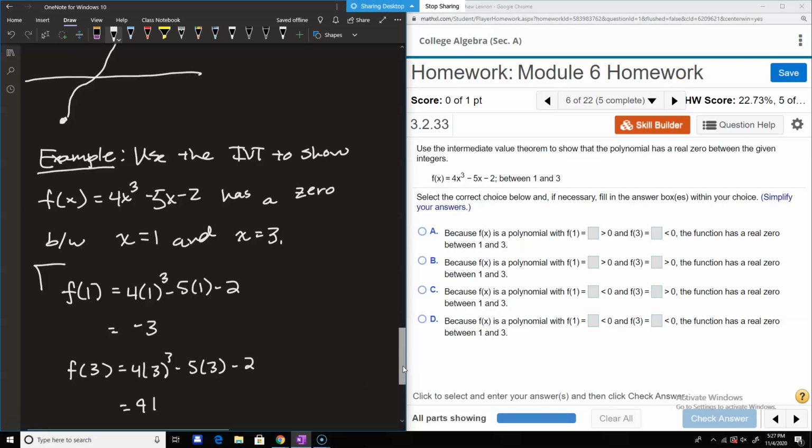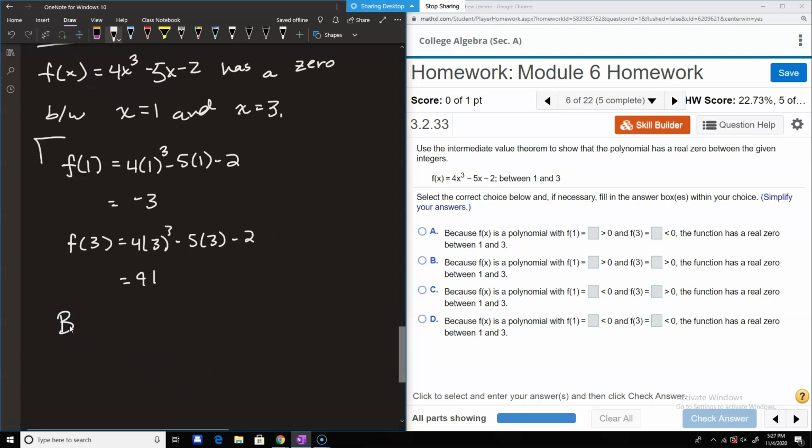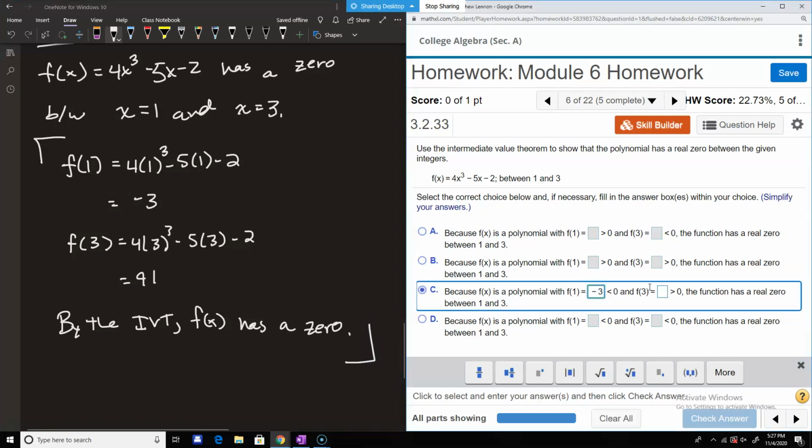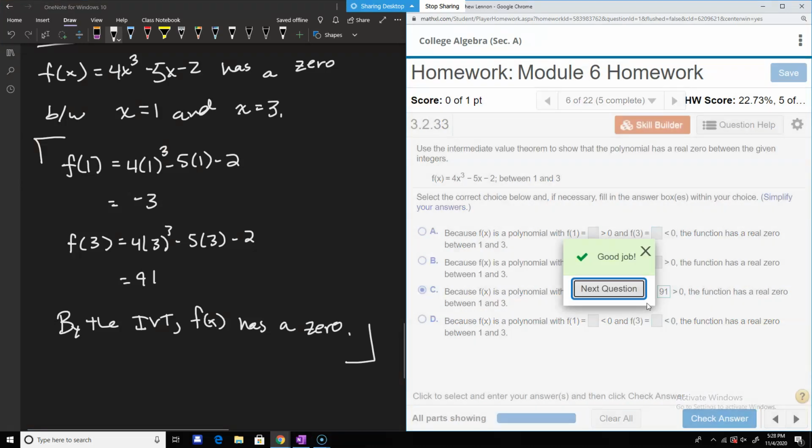So, by the IVT, f of x has a 0. So how do we answer this question? How does the computer want it framed? F of 1 was negative 3, which is less than 0. And f of 3 is 91, which is bigger than 0. So there we go.